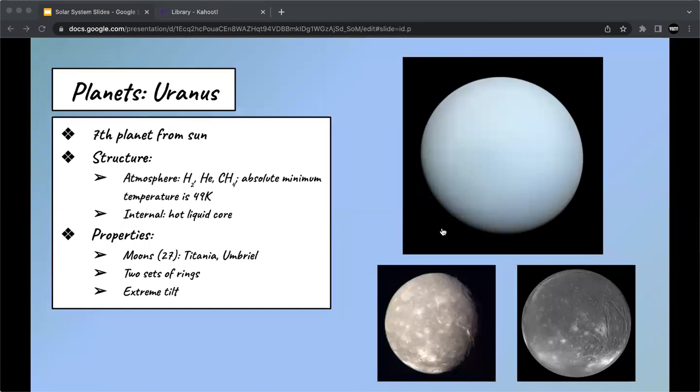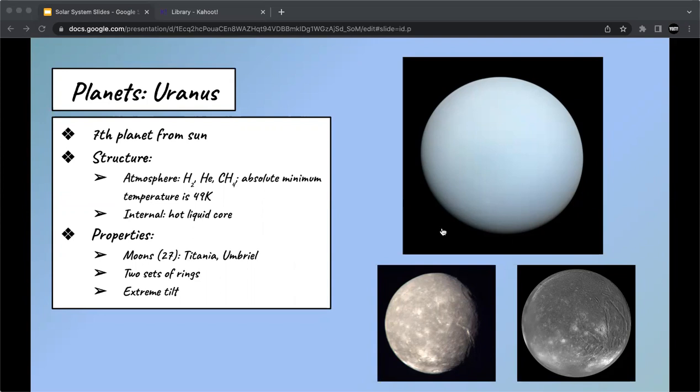So Uranus is the seventh planet from the sun. Obviously, it doesn't have a surface. Its atmosphere is hydrogen, helium, and methane. It actually has the lowest temperature ever recorded in the solar system, which is 49 kelvins, or minus 225-ish degrees Celsius. So it's really cold there. But on the inside, it has a hot liquid core.